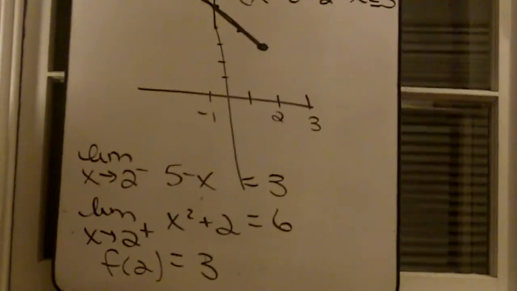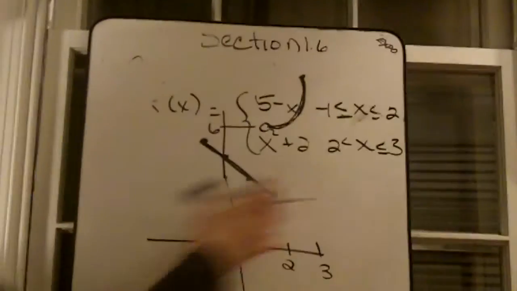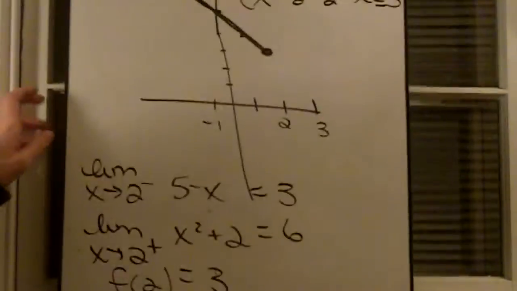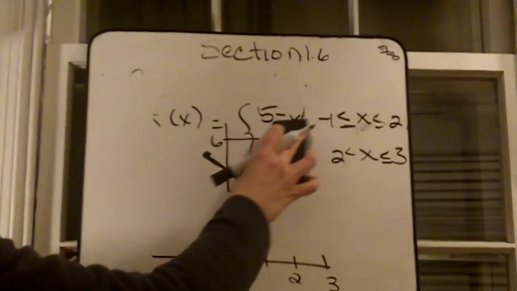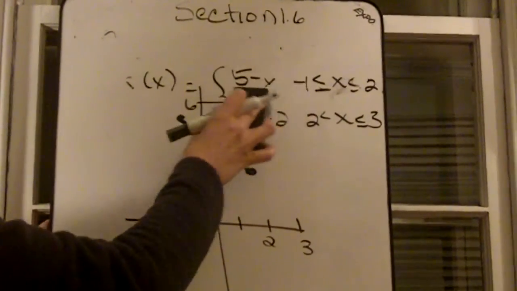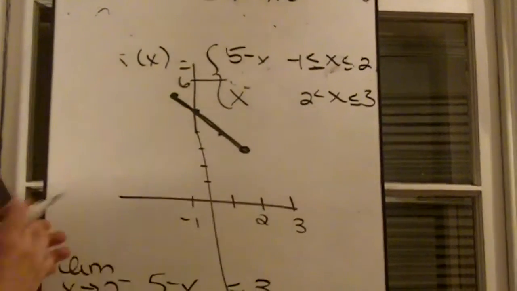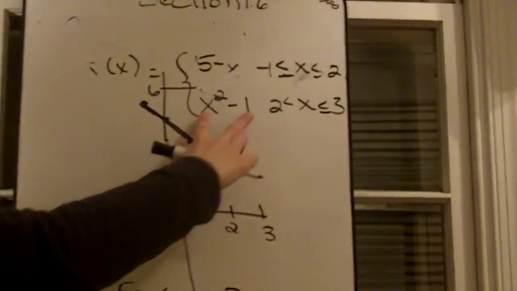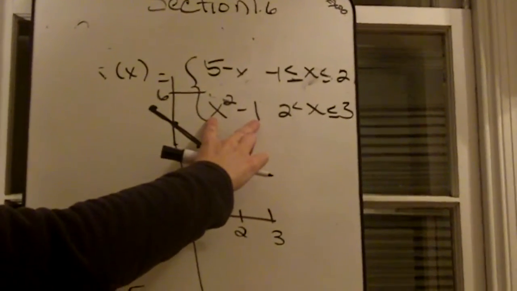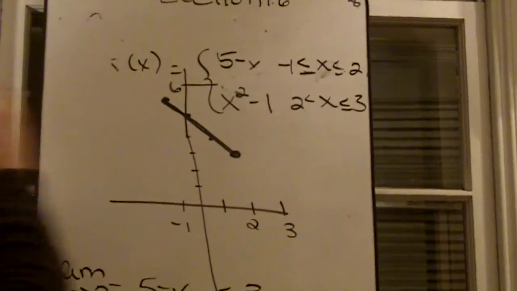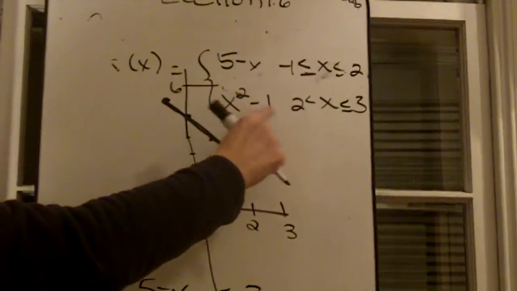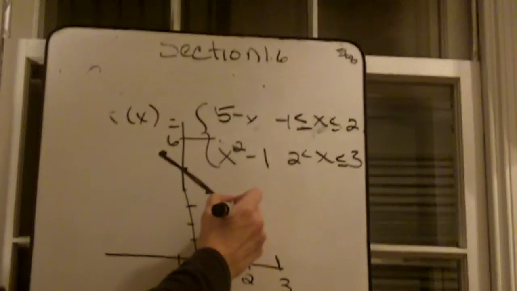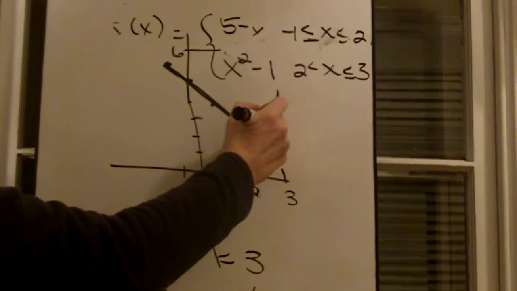There's a very quick fix for this. I just need to pull this parabola down. And so the way that you would do that is you would change that piece of the function to be x squared minus 1. If this piece of the function becomes x squared minus 1, then when I plug 2 in, I get 4 minus 1, I get 3, which is that same function value, and then the parabola would look like this.